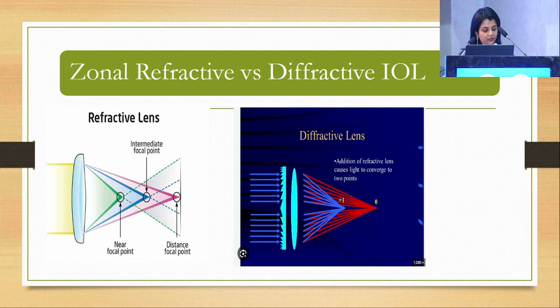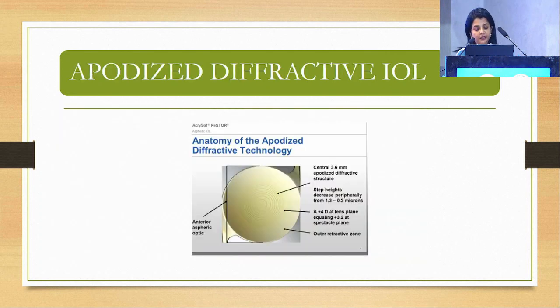Zonal refractive IOLs have multiple zones with different foci. Diffractive IOLs are based on diffraction of light and constructive or destructive interference to create these multiple focal points. An apodized diffractive IOL has diffractive gratings with decrease in height from the center to the periphery, giving rise to a smooth transition of power.